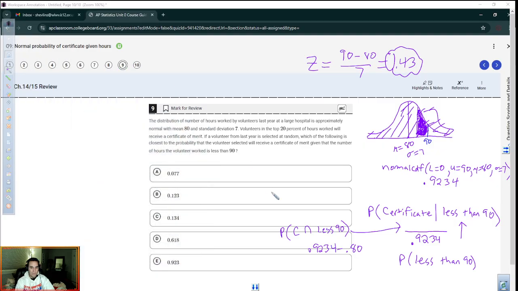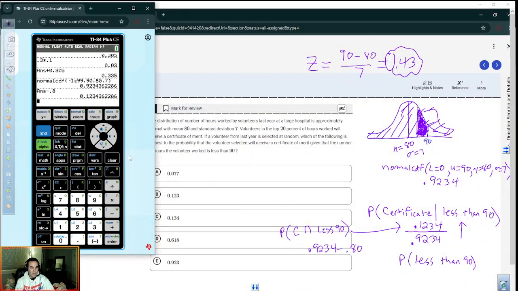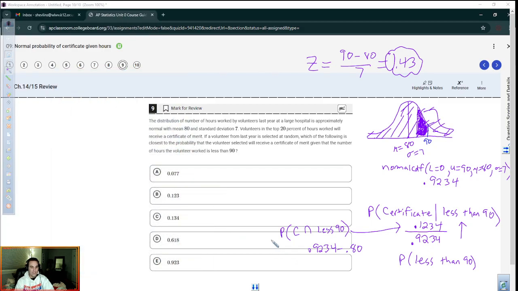1234, 0.1234. So the top number is the 0.1234. And once you get that, you are good to go, divided by this number. So the answer is 0.1337-ish. There's got to be one close to it. There it is. Theirs is probably using the table, and that's why their number is a little bit different than our number. We're doing it very exact. They probably use the table.